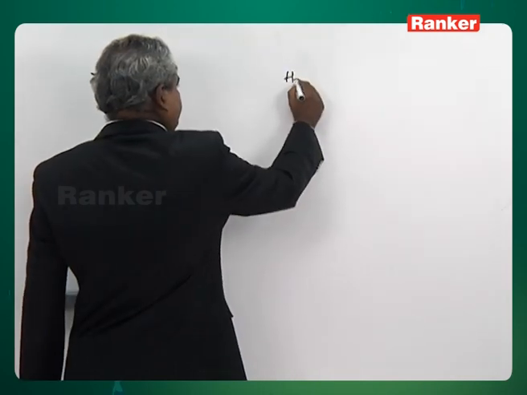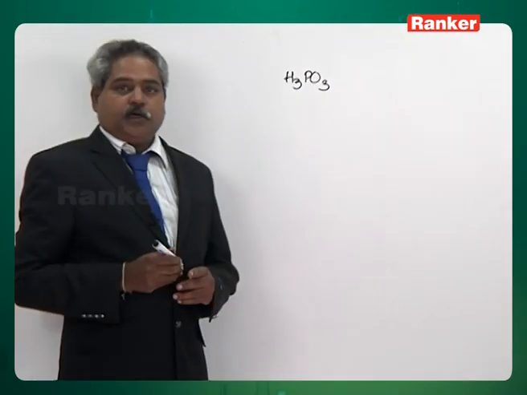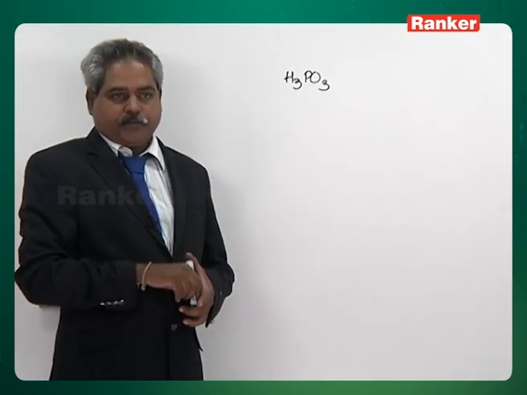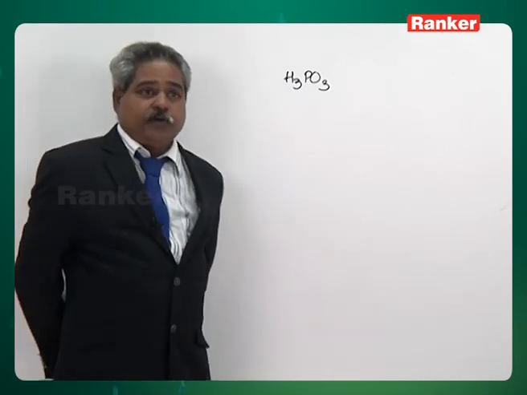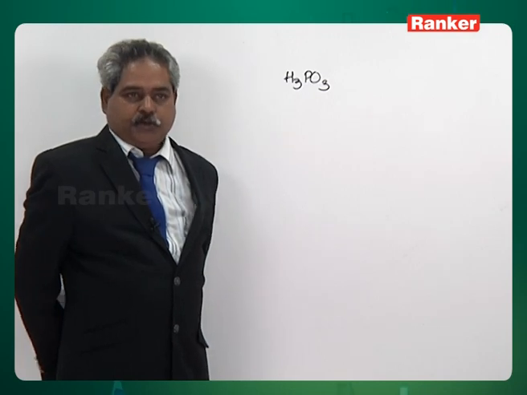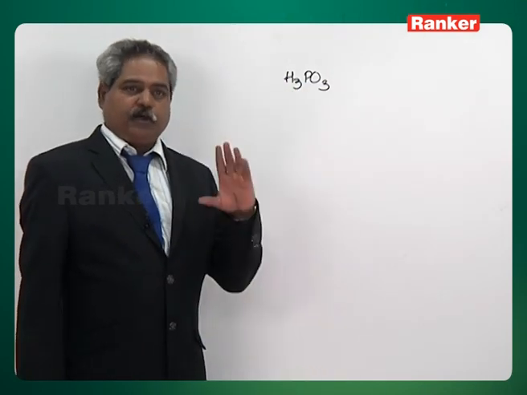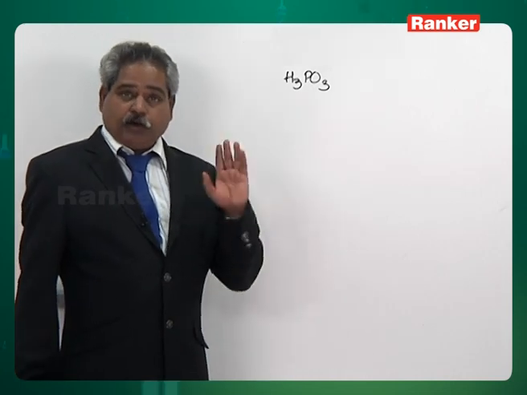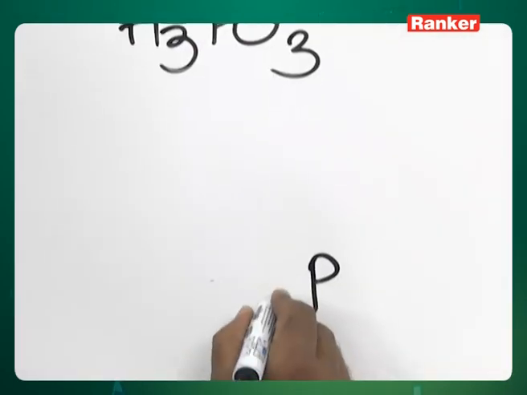Now, H3PO3. It is slightly out of the ordinary. You can say it's an exception to what? If you have 3 hydrogens, 3 OH groups, number of OH groups is equal to number of hydrogens present. And you will know why that is an exception also. 1 phosphorus, 3 OH.